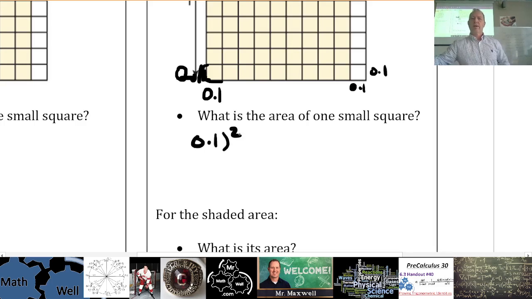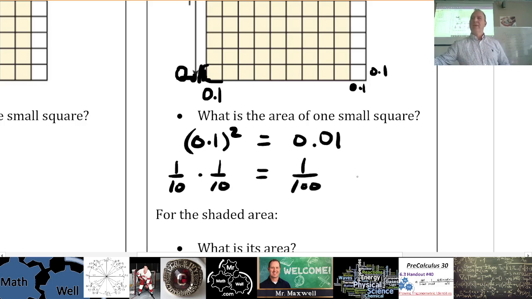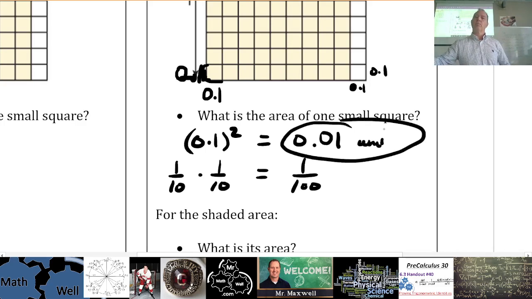Well, it's 0.1 squared. What's that? Is it 0.1 or 0.01? Two different answers. So let's turn it into a fraction. 1/10 times 1/10 is 1/100th, right? 0.1 times 1 is 0.1, but 0.1 times 0.1, you're taking a tenth of a tenth. That actually turns out to be a hundredth. So that's 0.01 units squared, or 1/100th.